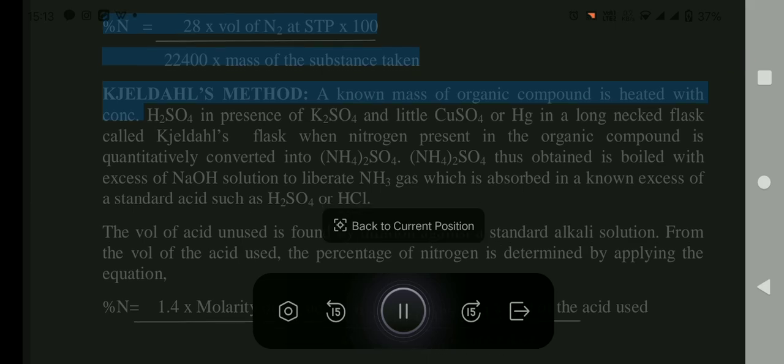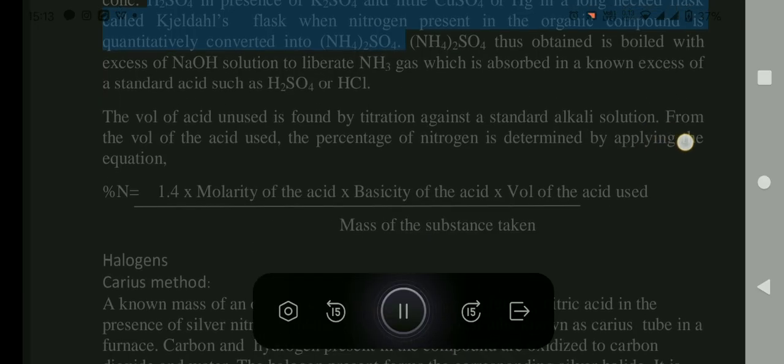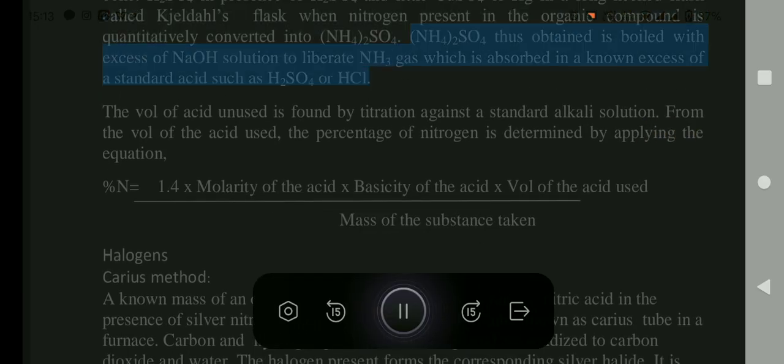Kjeldahl's method. A known mass of organic compound is heated with concentrated H2SO4 in the presence of K2SO4 and a little CuSO4 or Hg in a long-necked flask called Kjeldahl's flask. The nitrogen present in the organic compound is quantitatively converted into (NH4)2SO4.